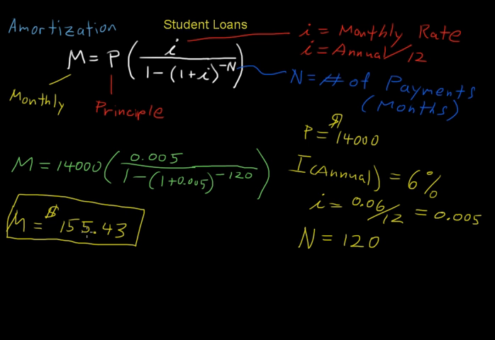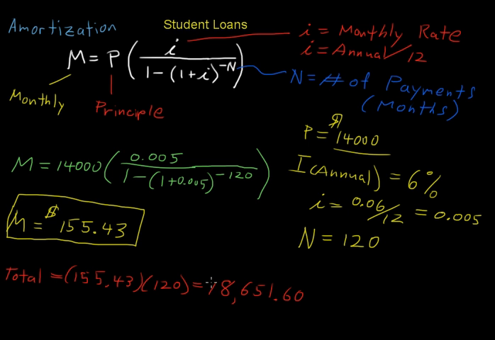Okay? How much does that come to total? Well, it's going to be actually more than the initial 14,000 because you're renting this money. So what you have to do is you can say that the total amount that you've paid equals the 155, or this M, multiplied by the 120, and you get $18,651.60. So that is the total amount that you pay back.